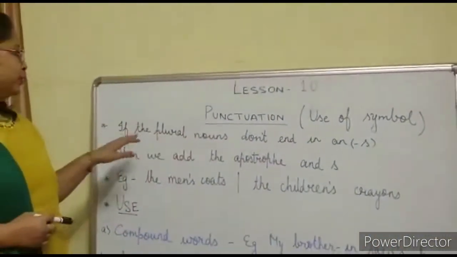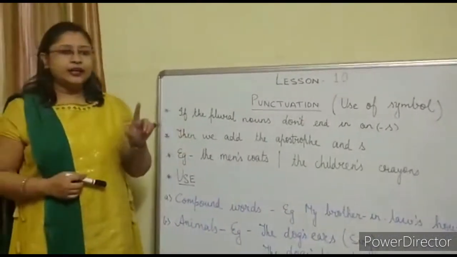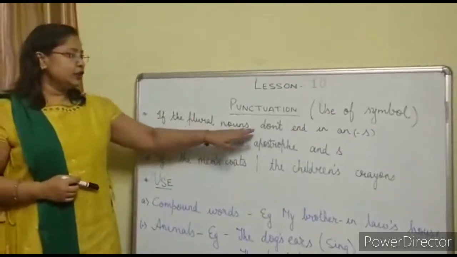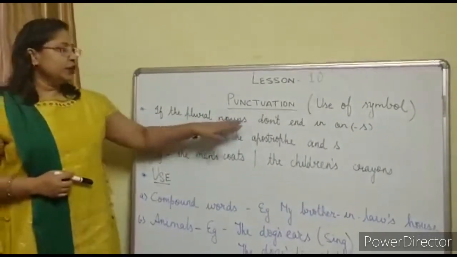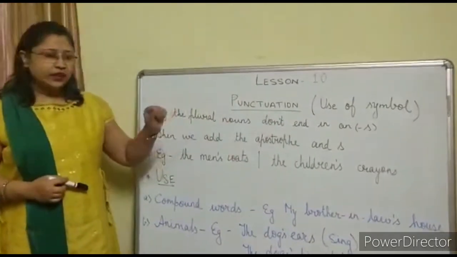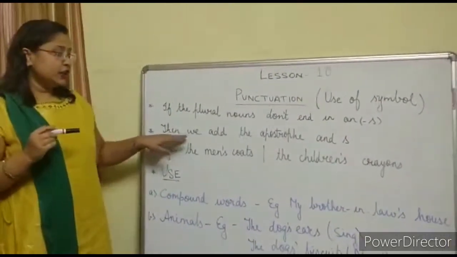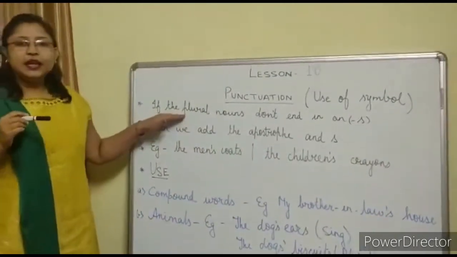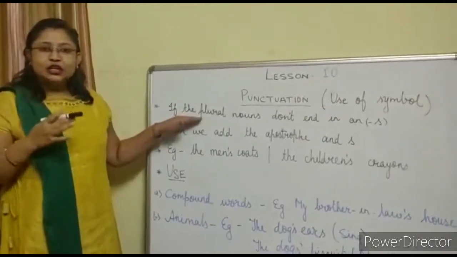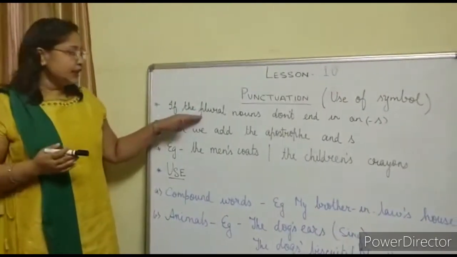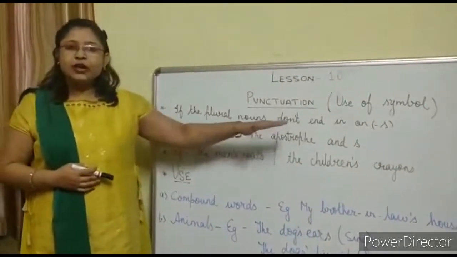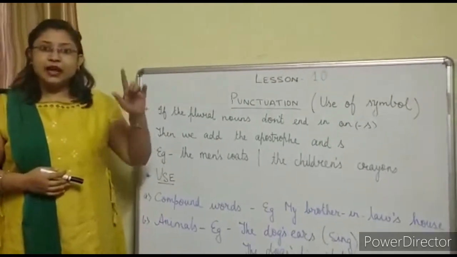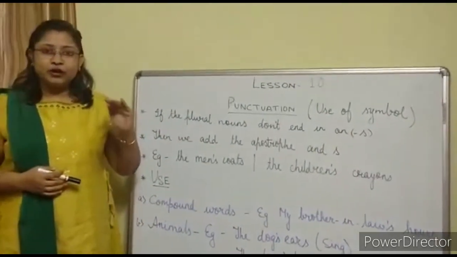So, if the plural form does not end in an S, then what do we do? Then we will add the apostrophe also and we will add S also. So in plural cases like the words mouse, mice, child, children, we will add apostrophe and S also. And the apostrophe will be before S, like the singular form. Apostrophe will be before S.